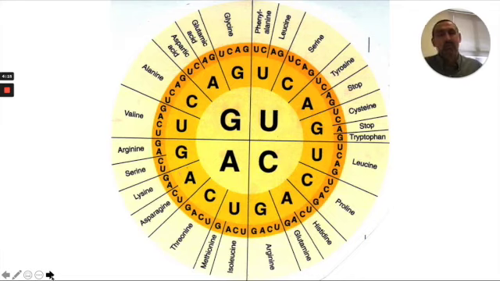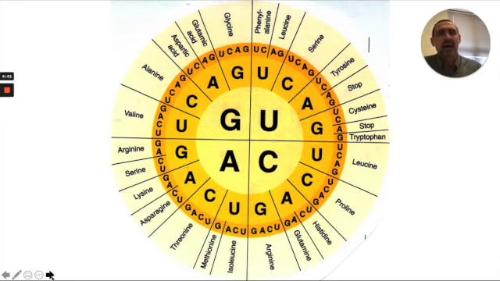So what if it were ACG? So I start in the middle, A, then the second ring, C, outside ring, G, and I see it's threonine. You'll notice that along the edge, there's 20 amino acids, and then there are some strange things. For example, UAA leads me to a stop. So that is a stop codon. That signals the end of the protein, like a period would signal the end of a sentence.